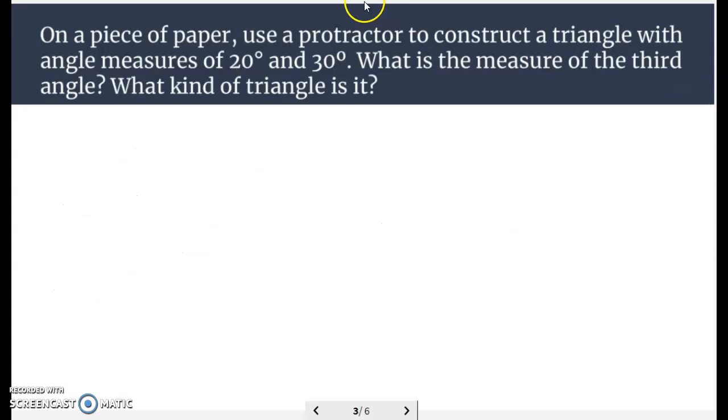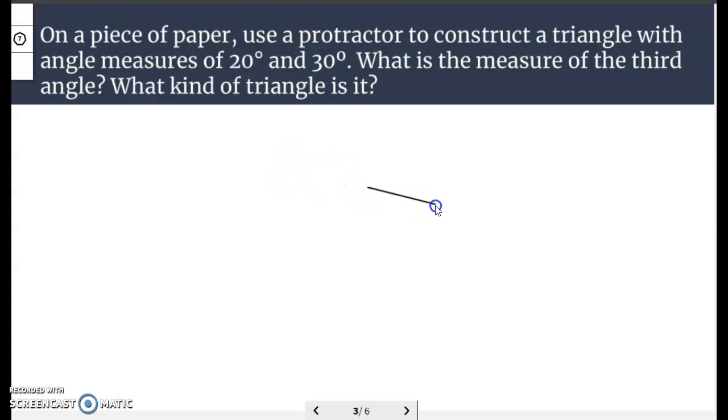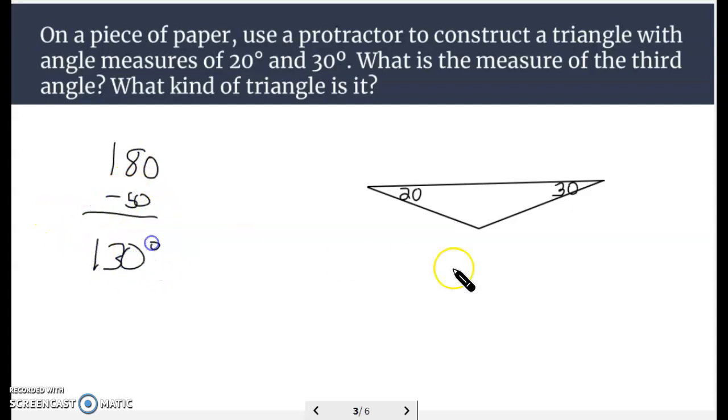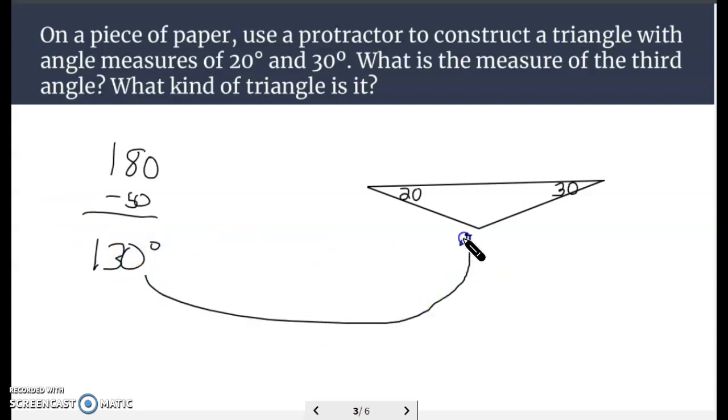Here, let's look at another one. Protractor to construct a triangle with angle measures 20 and 30. So I'll try to draw this the best I can. It won't be exact, like if we actually had a protractor. We could actually make it exact, but I'll just sketch it here. Again, we have 20 degrees, 30 degrees. I'm just going to add those up and get 50. Just like the previous example, if I take 50 away from 180, I'll know this missing angle, and apparently it's 130. It's 130 right here.